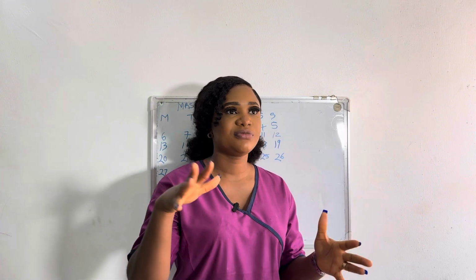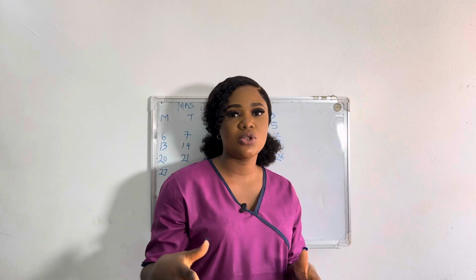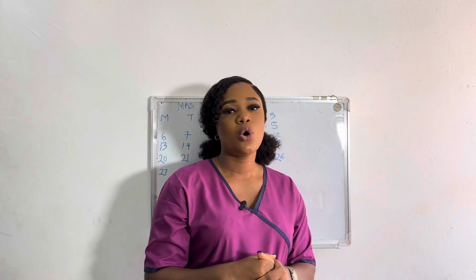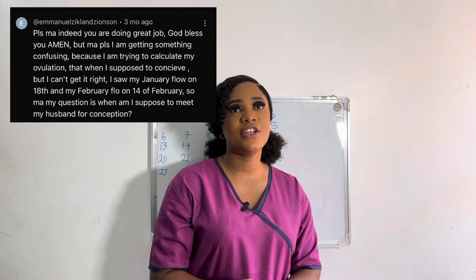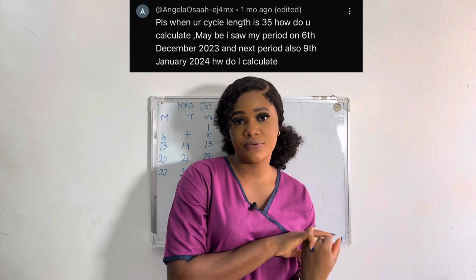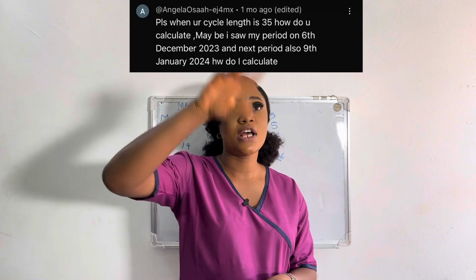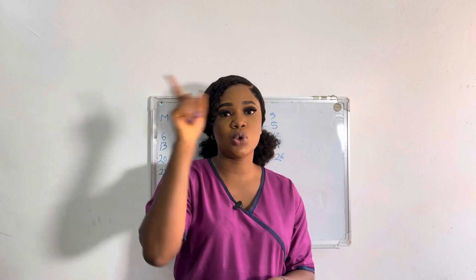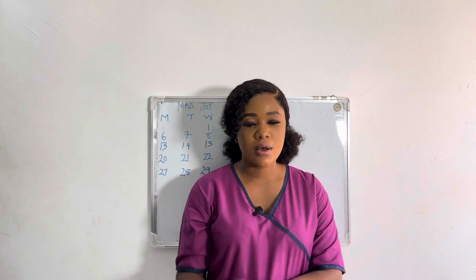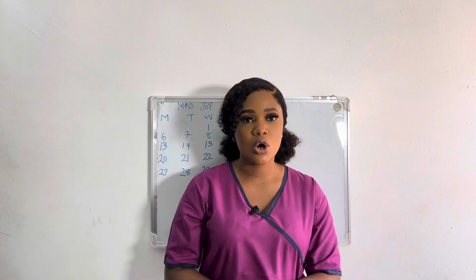I wake up each day to questions upon questions, like: I just saw my period on the 18th of this month, and last month I saw my period on the 15th, and the last 2 months I saw my period on the 10th. Is that normal? What about my ovulation period or my fertile window?